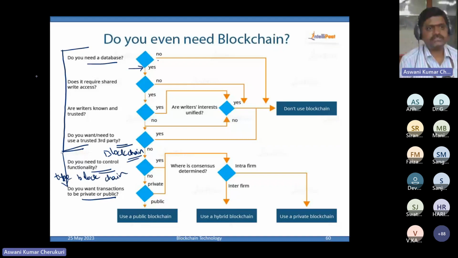So these first few questions are about whether you actually need a blockchain, or it is okay to go with typical databases. Once you go through this and come to here, yes, you need a blockchain, but what type of blockchain is needed. Okay. So this illustration gives you that.